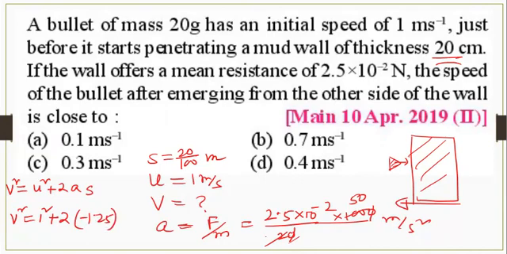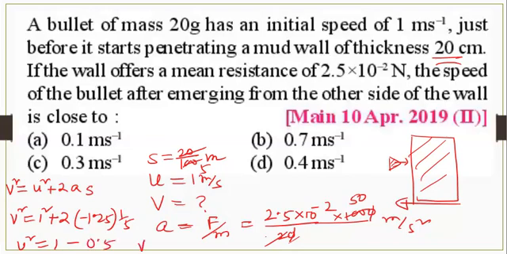And that is 1 by 5 meter only. Well, v square equal to 1 minus, so this part is 1.25 into 2 divided by 5, so 0.5 only.